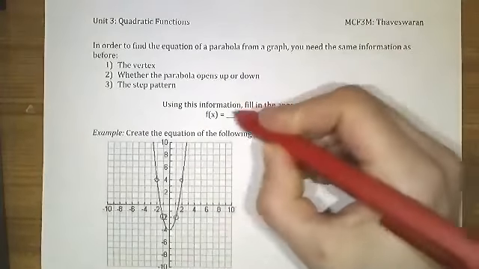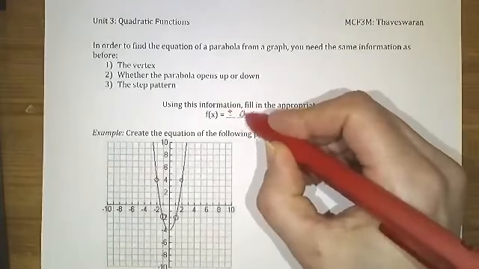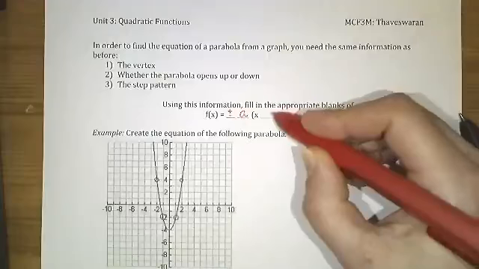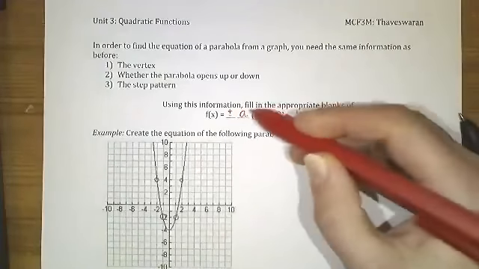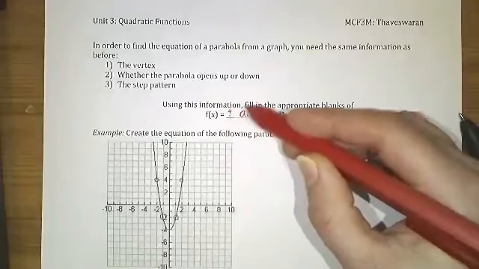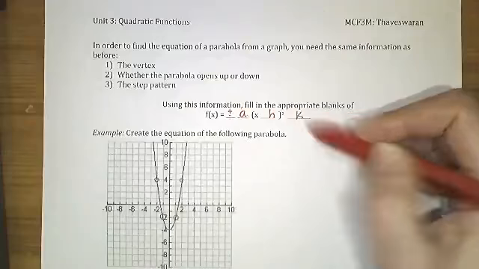So this might be a plus or minus depending on our graph. This will be our A value, so we'll substitute whatever A value. Then we'll have our H value and our K. So we have to identify, is it up or down? Can we read the A value from the graph, the H and the K value?